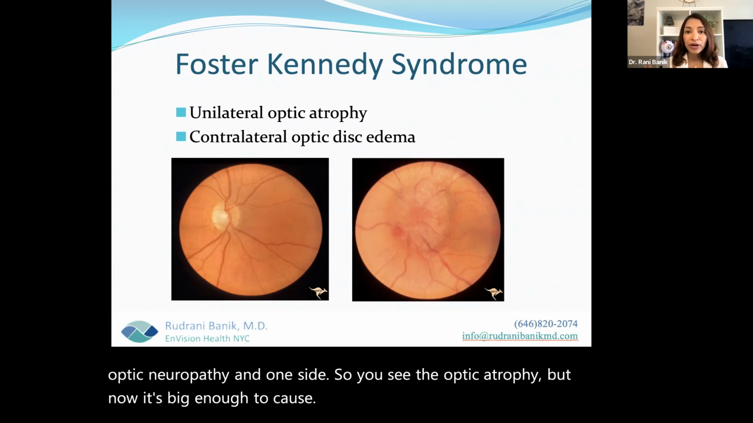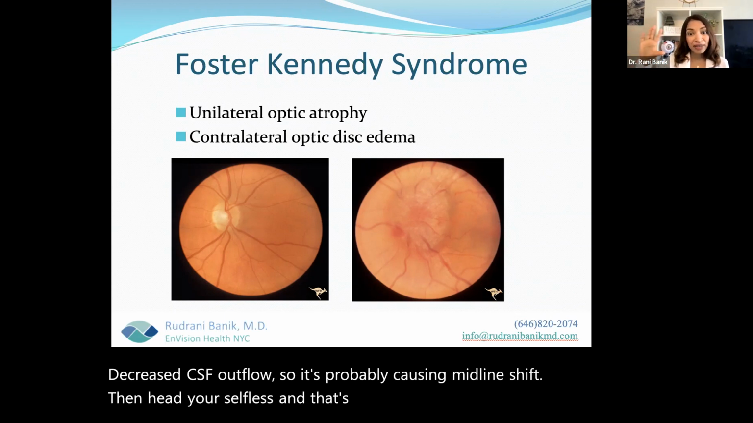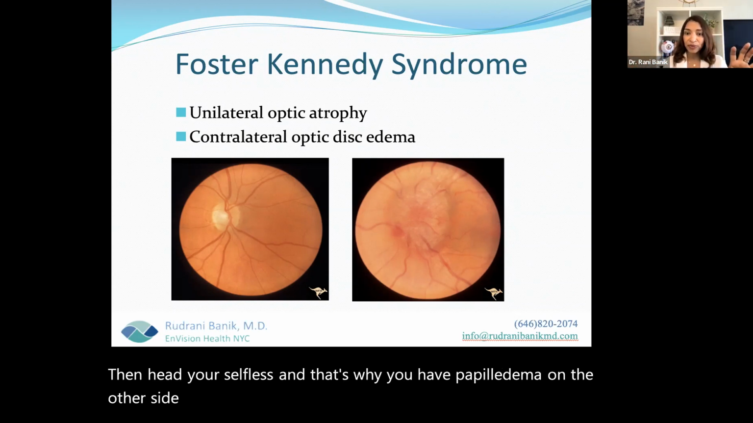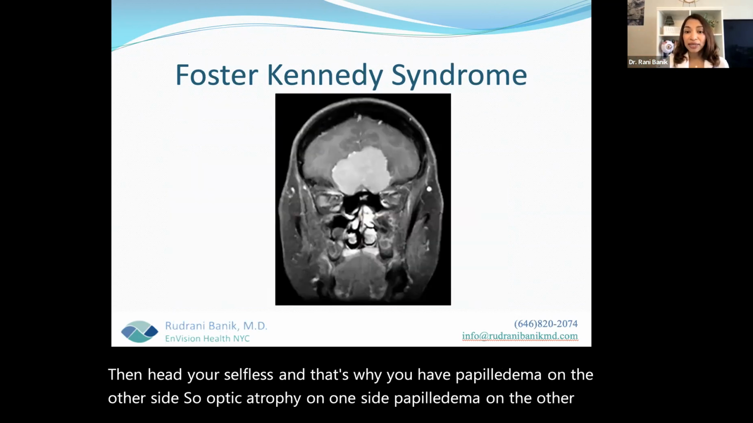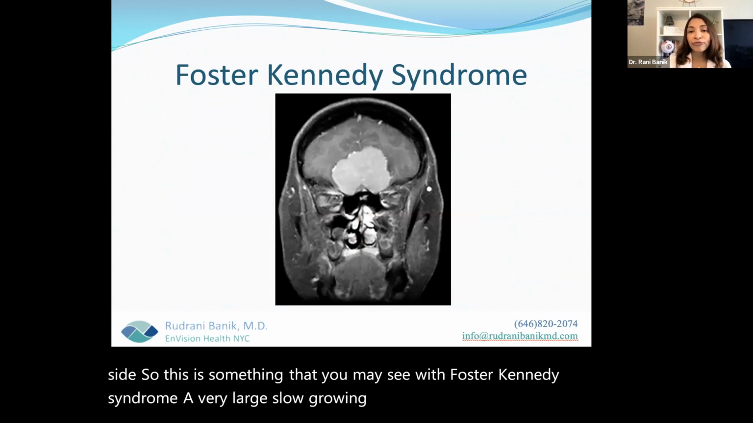So you see the optic atrophy, but now it's big enough to cause decreased CSF outflow. So it's probably causing midline shift and hydrocephalus, and that's why you have papilledema on the other side. So optic atrophy on one side, papilledema on the other side. So this is something that you may see with Foster-Kennedy syndrome, a very large, slow-growing meningioma, like an olfactory groove meningioma.